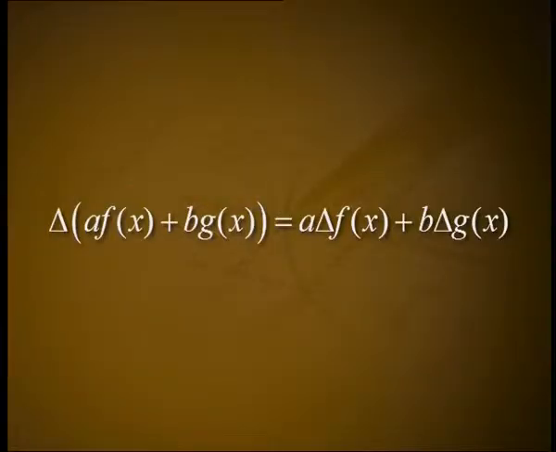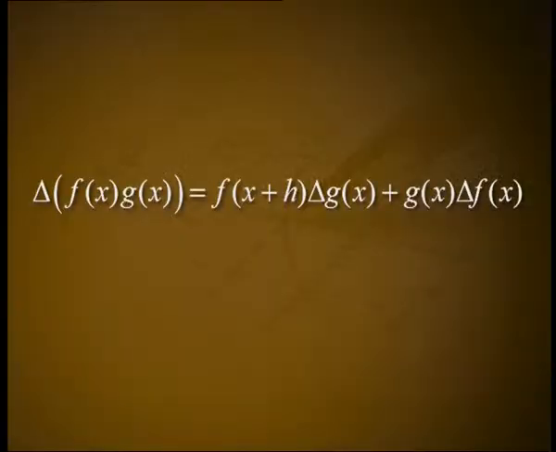Number 3. Proceeding as in 2, for the constants a and b, delta of a into f of x plus b into g of x equal to a into delta of f of x plus b into delta of g of x.